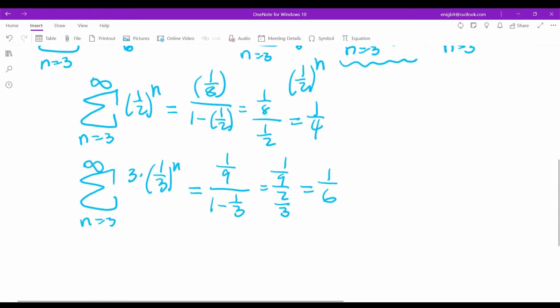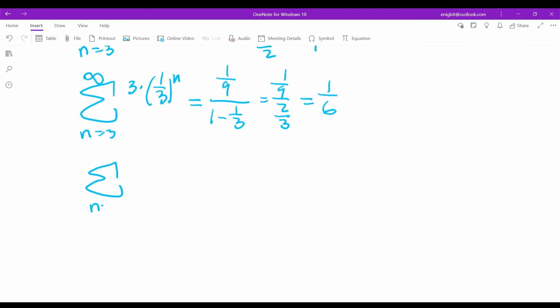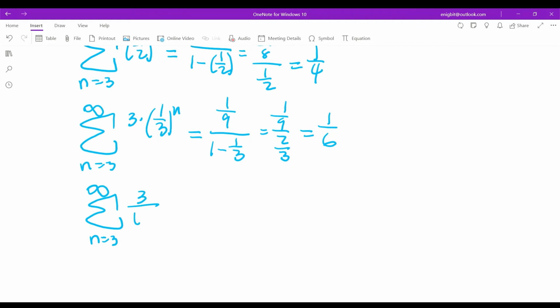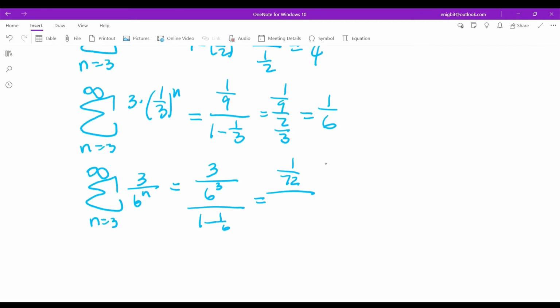Next, we have the sum from n equals 3 to infinity of 3 over 6 to the n. This is equal to 3 over 6 cubed, over 1 minus 1/6. This is equal to 1 over 72 over 5 over 6, which is equal to 1 over 72 times 6 over 5, which is 1/12 times 1/5, which is equal to 1 over 60.